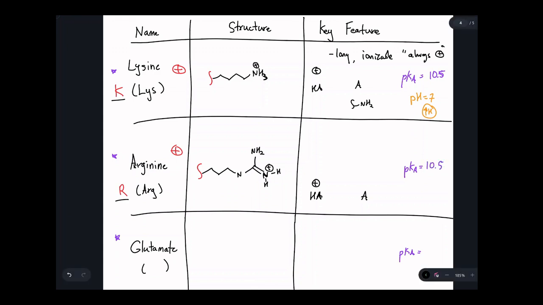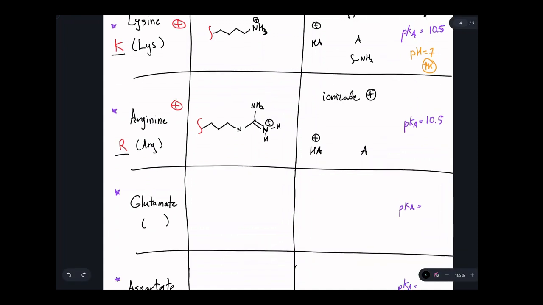What does that mean? Same as with lysine. I won't go through the whole steps again, but arginine, its key feature is that it's always positive, ionizable and positive. At pH 7, there's so much H around that this form dominates, right? The A form is just take away a hydrogen. Now you have the neutral form of arginine, but that's only going to exist above a pH of 10.5.